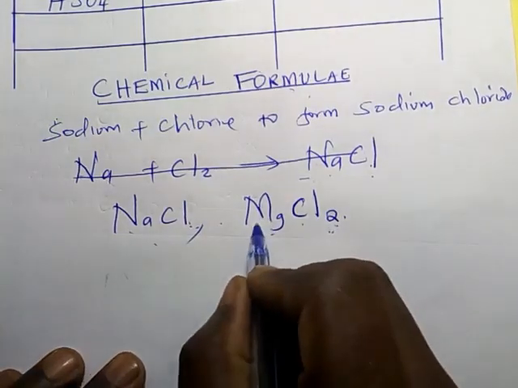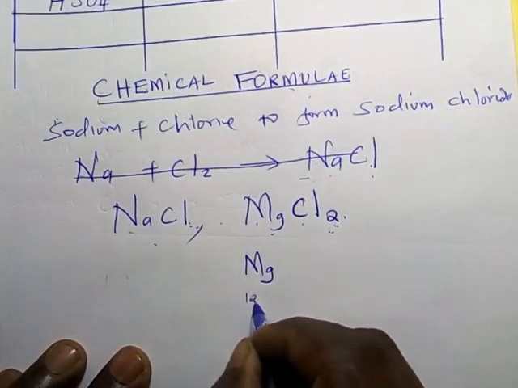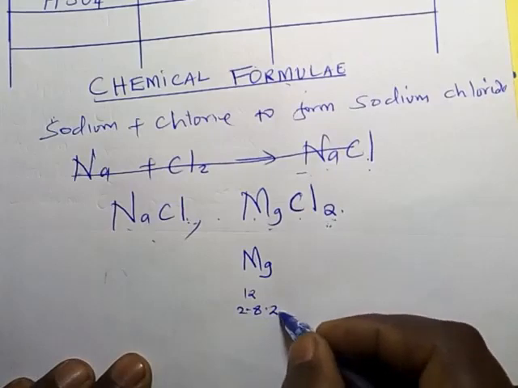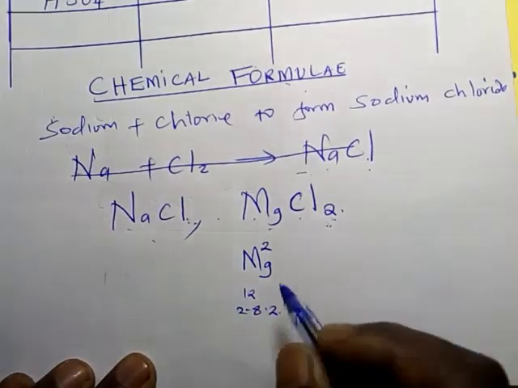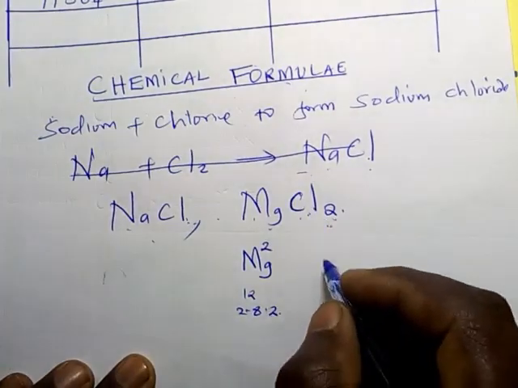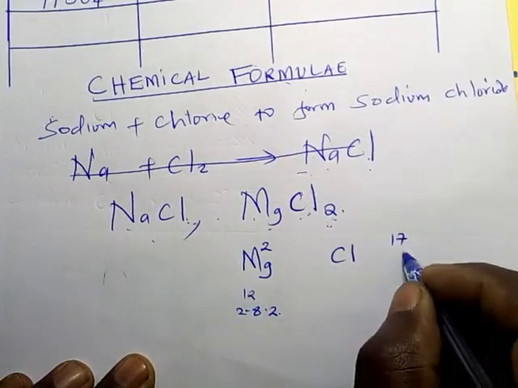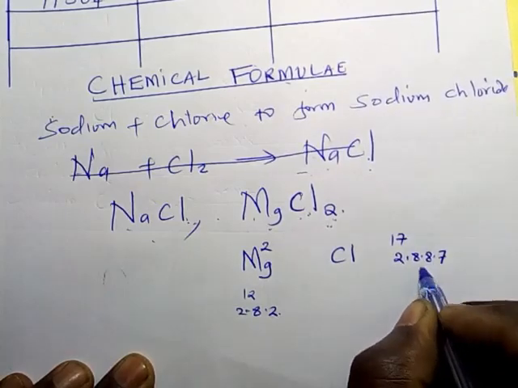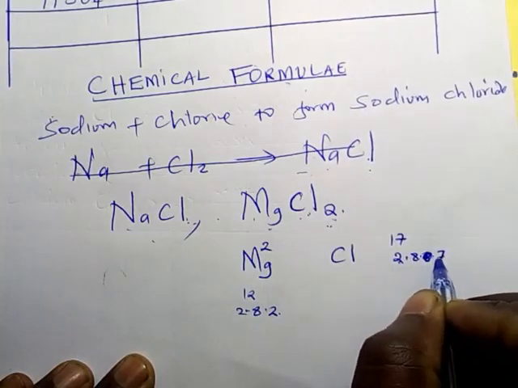I know that magnesium is atomic number 12, electron configuration 2, 8, 2. Therefore, how does it react? It reacts by losing 2 electrons, so it has a valence of 2. Chlorine is atomic number 17. It has electron configuration of 2, 8, 7.